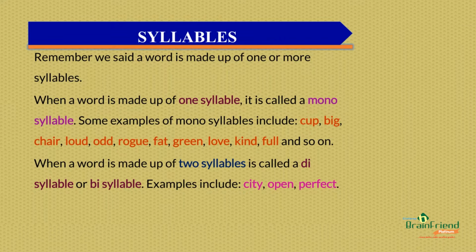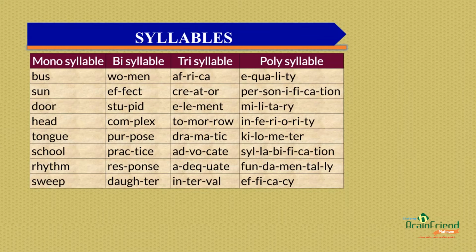Now, let's see more on syllables. Remember we said that a word is made up of 1 or more syllables. So if we have a word that has just 1 syllable, it is called a monosyllabic word. But if we have a word made up of 2 syllables, it is called a bisyllabic or disyllabic word. And also, if we have a word made up of 3 or more syllables, it is called a polysyllabic word. Now, let's take a look at some examples.